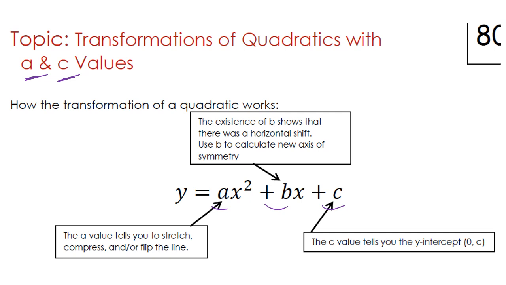In general, a value will tell us to stretch, compress, and or flip the line, just like we have done in linear transformations. The existence of b value showed that there was a horizontal shift. We will focus on that next class. Lastly, the c value will tell us the y-intercept, not necessarily how many units has been shifted up or down, it's just going to be telling us the y-intercept.